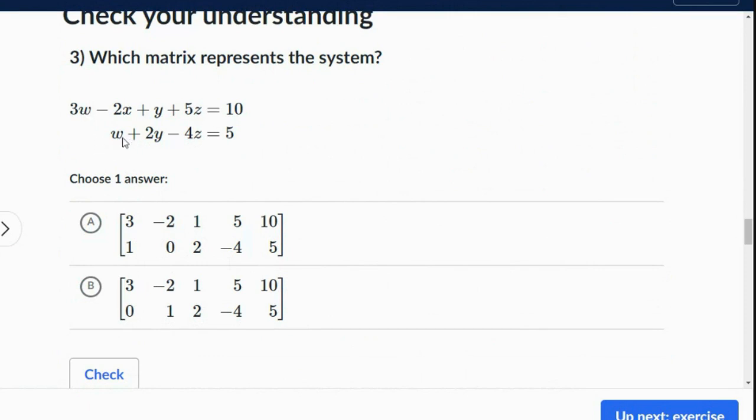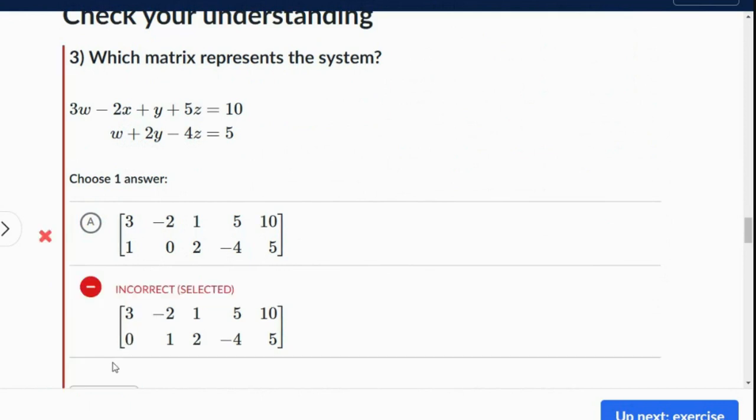W, both of them have a W. X, this one does not have an X. So which matrix has a 0 for X? Let's see. You guys are saying B. Let me check B. No, because this is the W column. The 3 is in the W column, so the 1 has to go in the same column as the 3. This is the X column. -2 is the X column. So notice there is no X in the second one, so there's a 0 over there.